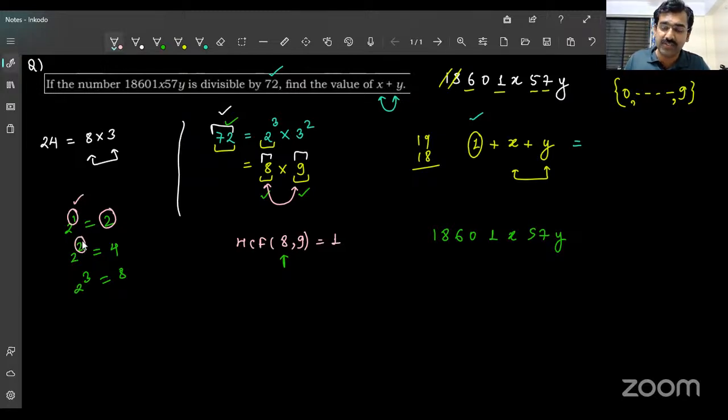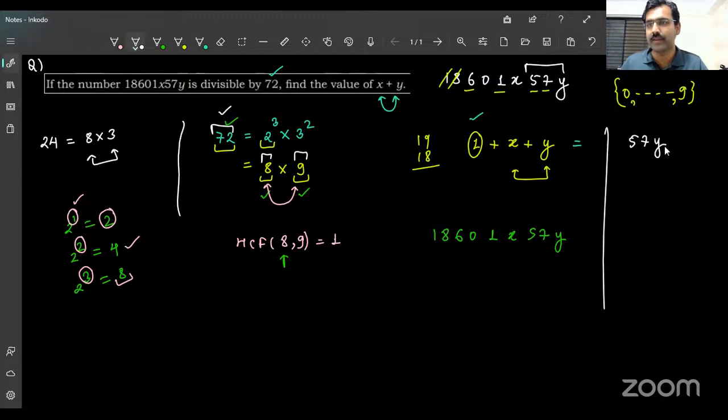If a number's last two digits are divisible by 4, then the entire number will be divisible by 4. Similarly, if a number's last three digits are divisible by 8, then the entire number will also be divisible by 8. By that logic, I need to check whether these three digits 5, 7, and y, whichever number they form, is divisible by 8 or not. So when I divide by 8, I know that 8 into 7 is 56. So I'm left with remainder 1. So it is 1y.